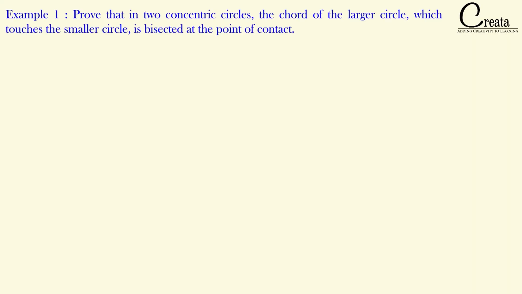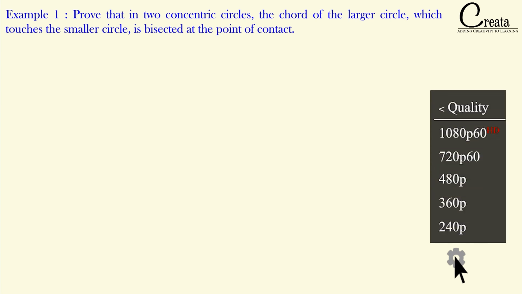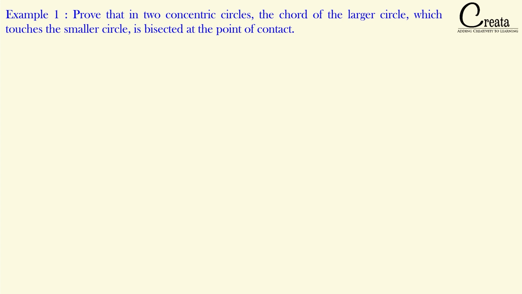Example number 1. Prove that in two concentric circles, the chord of the larger circle which touches the smaller circle is bisected at the point of contact. So this is the question. The standard rule of Creata Classes: firstly we observe the question, then only we proceed with the answer. We do not directly jump with the formulas. So let's understand this question.